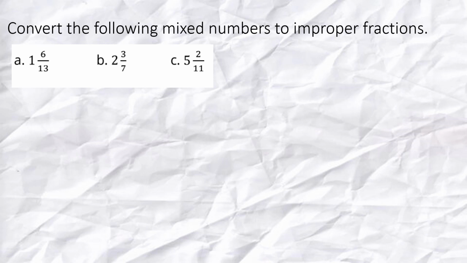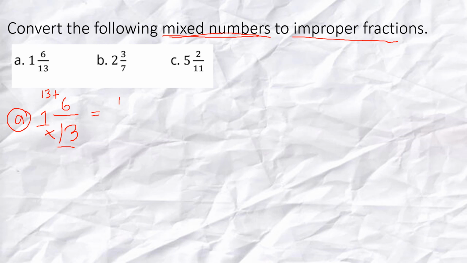For the next one, we have, convert the following mixed numbers to improper fractions. So again, when we say mixed numbers, these are fractions with a whole number and a proper fraction. So let's say we have 1 whole and 6 over 13. Simply multiply your denominator to your whole number. So 13 times 1 is 13. And then add your answer to your numerator. So 13 plus 6 is 19. And then just copy the denominator, which is 13.